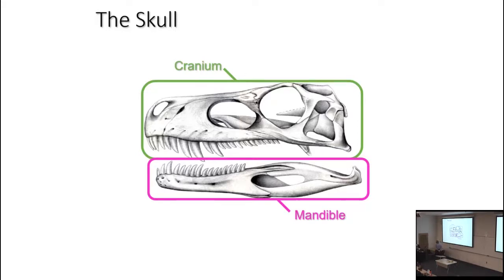So, if we were talking about mammals, like humans and other mammals, the mandible is made up of only a single bone. But in the vast majority of vertebrates, it's made of multiple bones, and dinosaurs included. So cranium versus mandible.